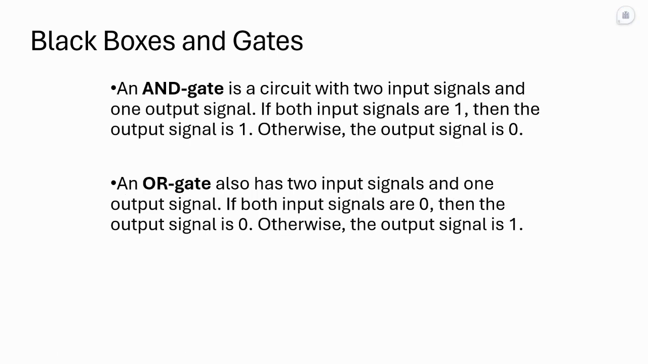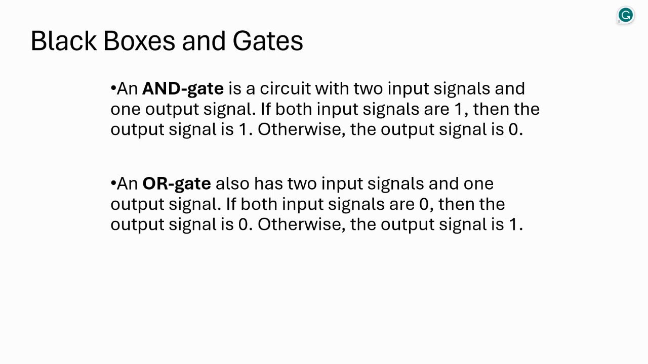We also have AND gates and OR gates. So an AND gate is a circuit that's going to have 2 input signals and 1 output signal. Now, if both input signals are 1, then the output signal is 1. Otherwise, the output signal is 0. Now, again, think about the connection to these circuits and the logic we've been studying. And means both things are true, or both things have a value of 1.